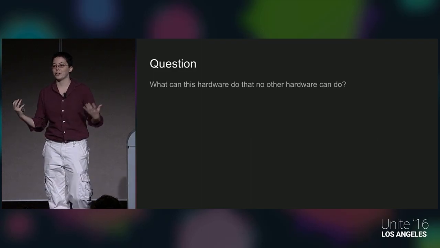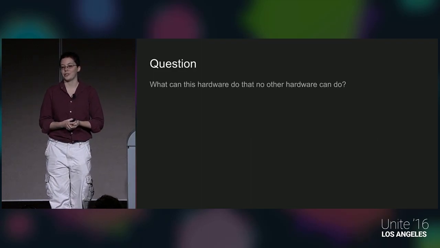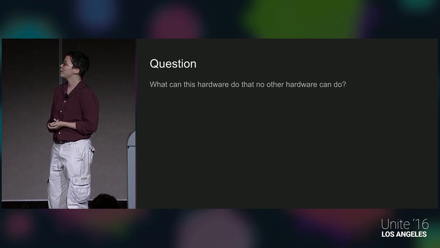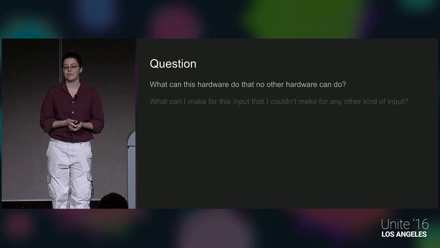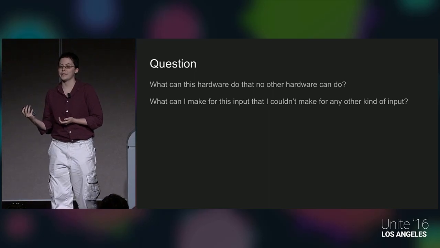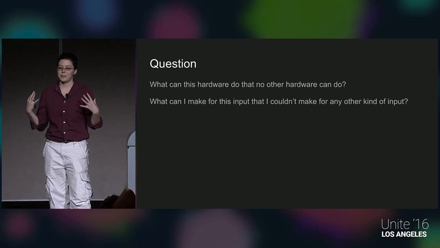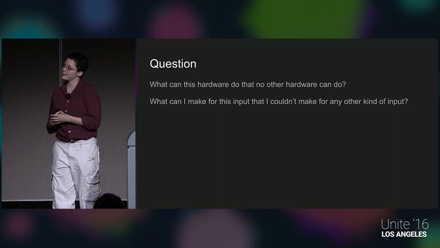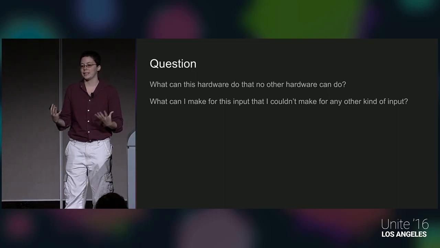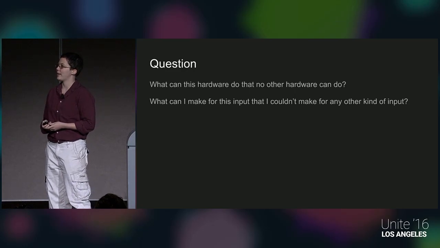So this up here is the full list of all of the hardware that I've developed games for. Whenever I'm developing for a new piece of hardware, I like to start with the question, what can this hardware do that no other hardware can do? And then follow it up with, what can I make for this input that I couldn't make for any other kind of input? This helps me get started with my design process to think about what the hardware really has to offer and how I can use that to my advantage.